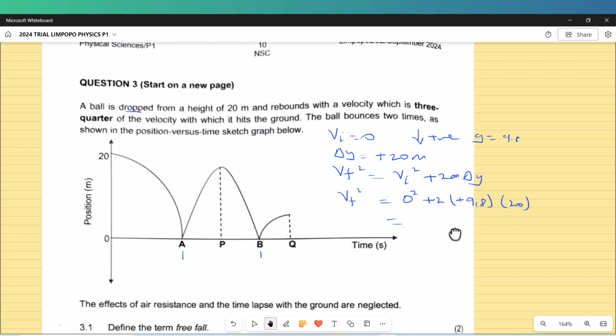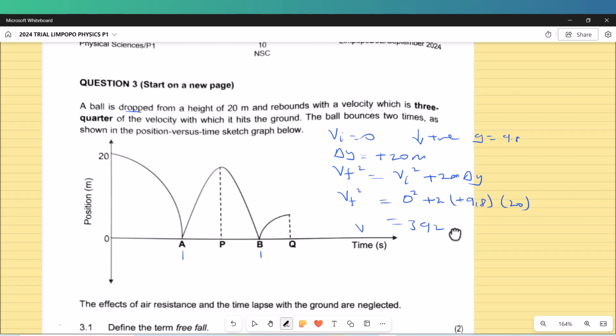Calculators. Divided by, what do we get here? On my calculator here, I'm getting 10 times 9 to the power 9 equals 392 Q squared. So this is 392. Now this side, calculators, get me the square root. 392, what do you get here?